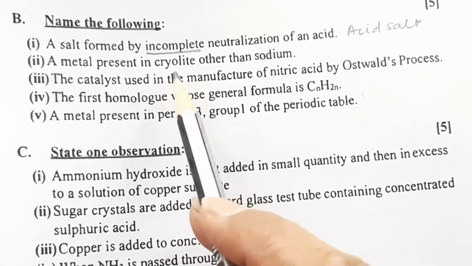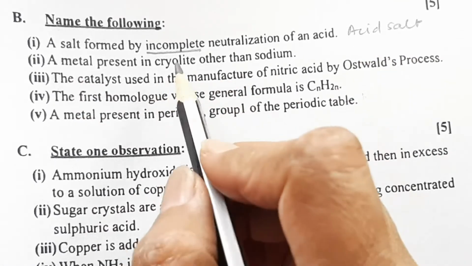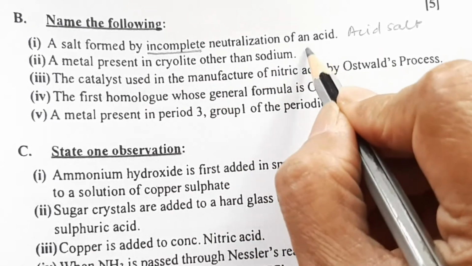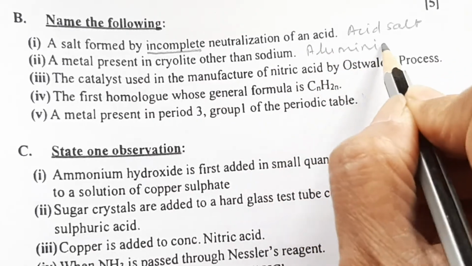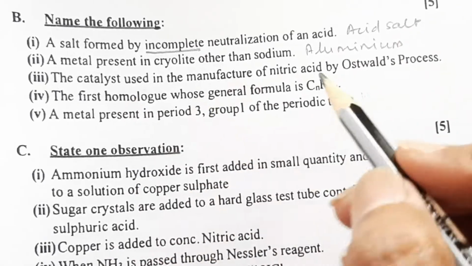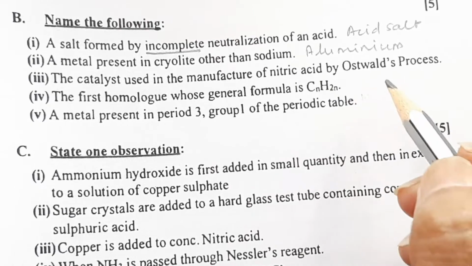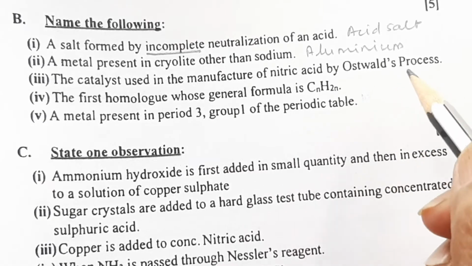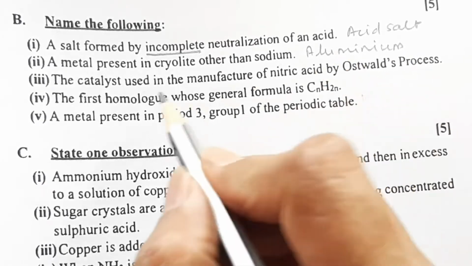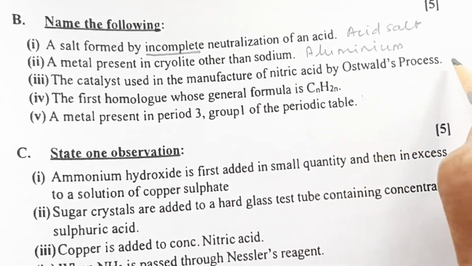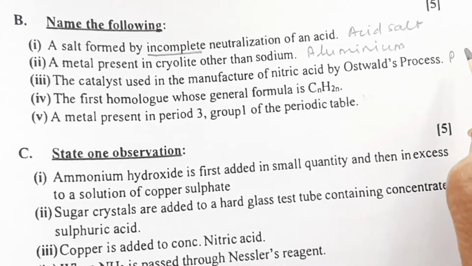The metal present in cryolite other than sodium. Cryolite is the ore of aluminium. So apart from sodium, it will be aluminium. Catalyst used in the manufacture of nitric acid by Ostwald's process. Ostwald's process, remember, it starts with catalytic oxidation of ammonia, and you must know the catalyst because conditions are very important. So it is going to be platinum.